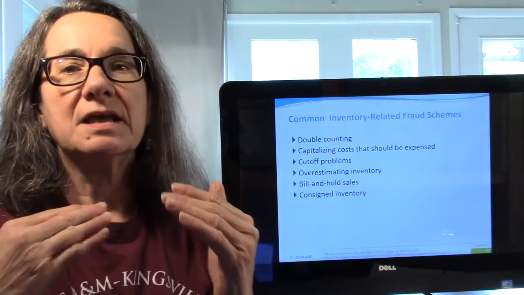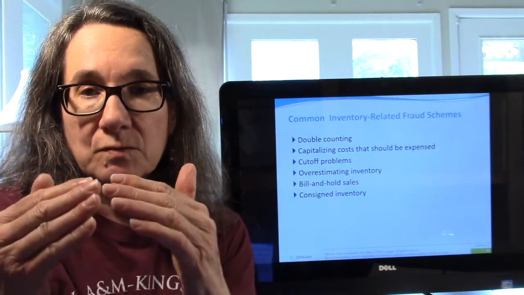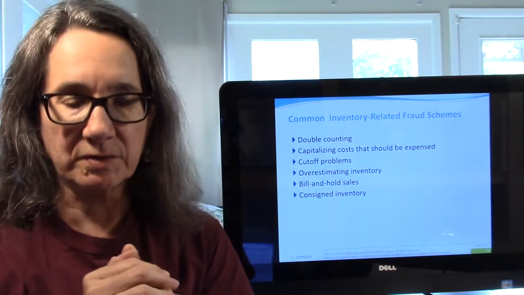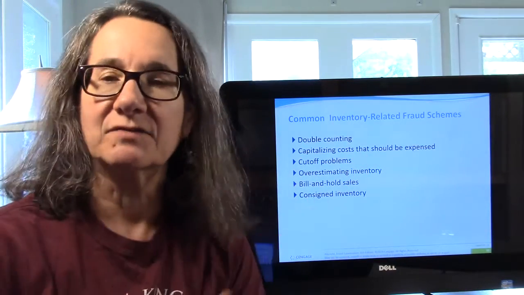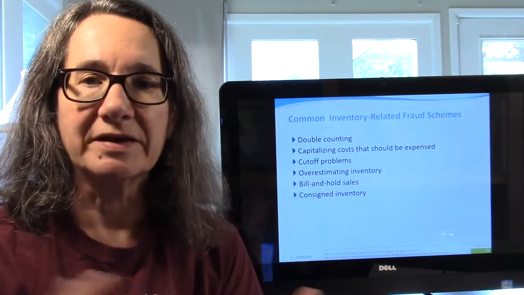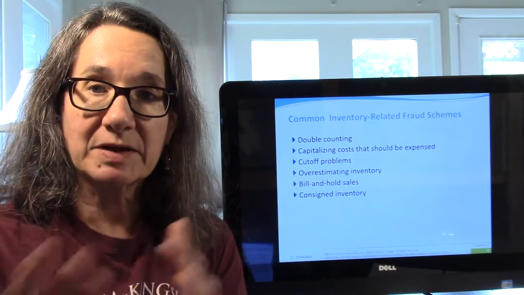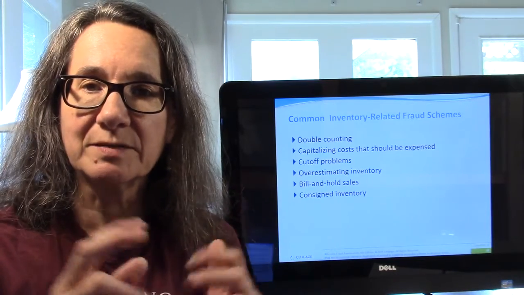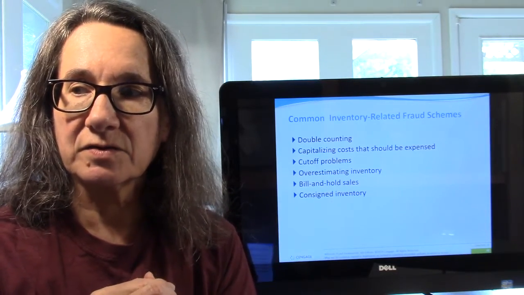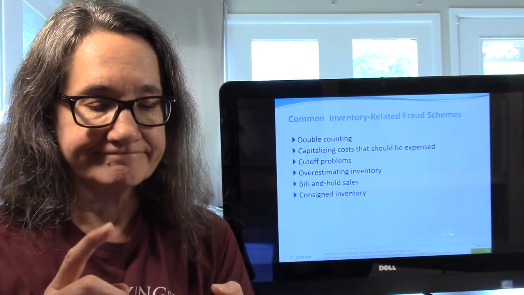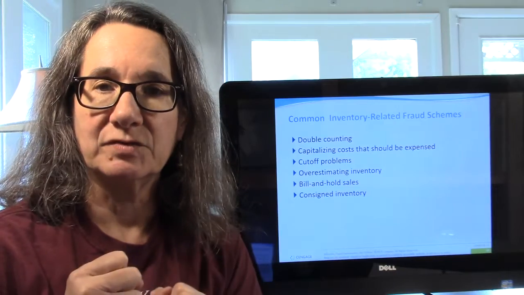So if they're messing with cost of goods sold by inflating the asset inventory, how do they get that inventory inflated? Well, they just double count it. They capitalize costs that should be expensed. So your inventory number comes from everything that went to make that inventory.